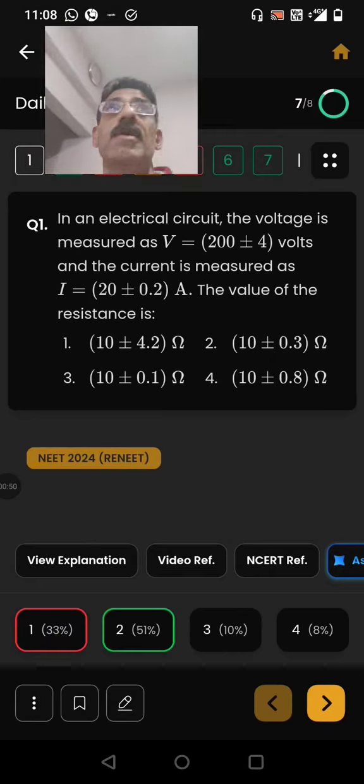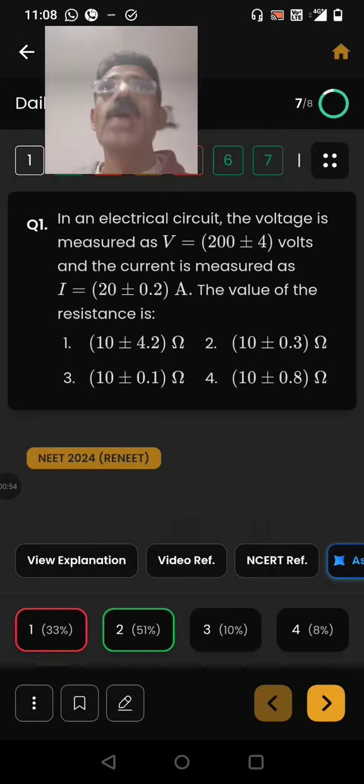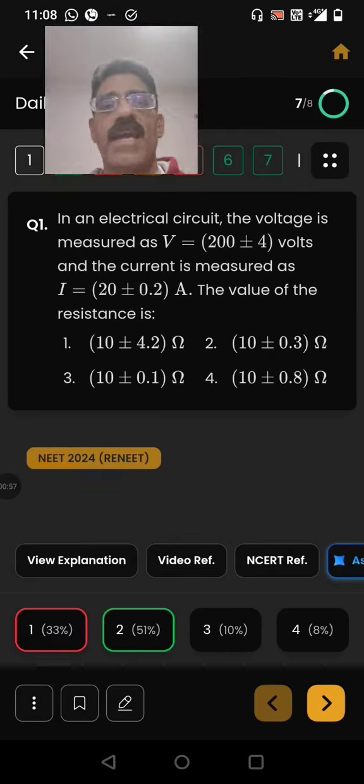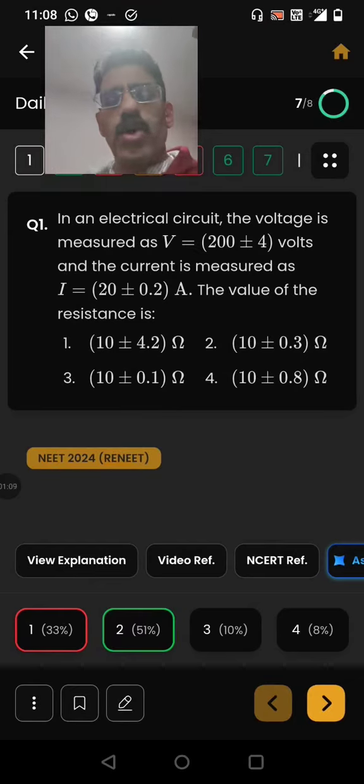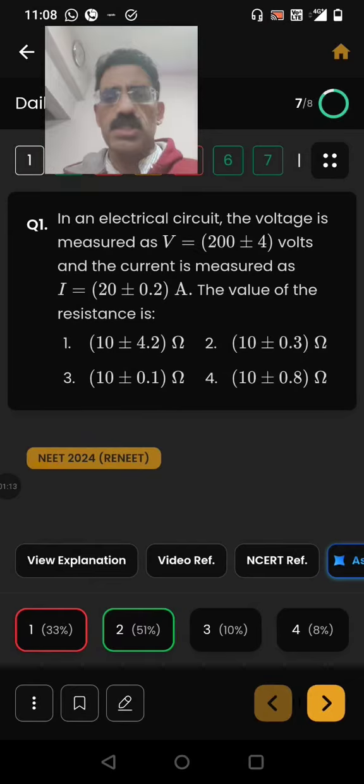So you need to know the standard error of V by I. Both the standard errors get added up, right? The standard error of V and the standard error of I get added up. Please do this question and put it in the comment box as to what your answer is. Let's go to the next question and then we will come back to the answers at a later stage.